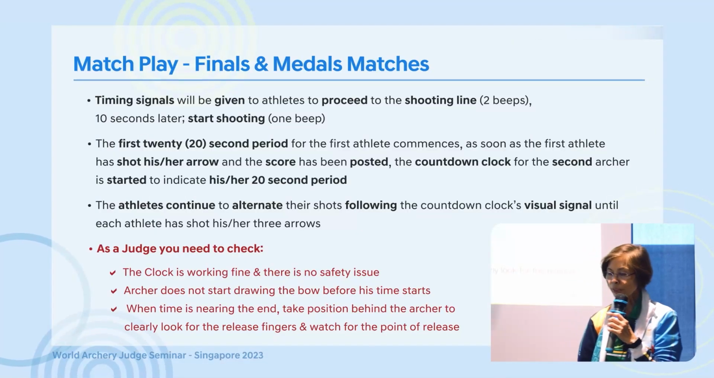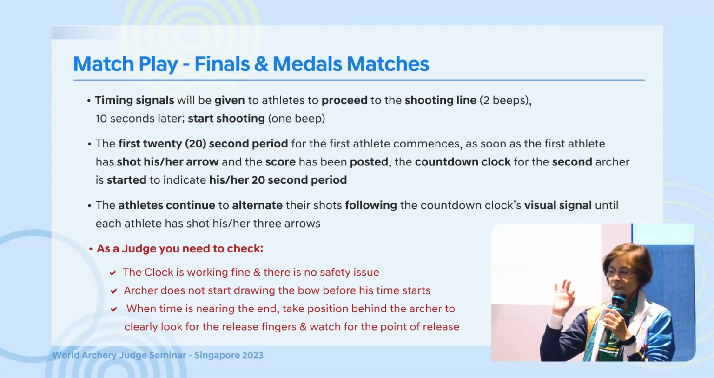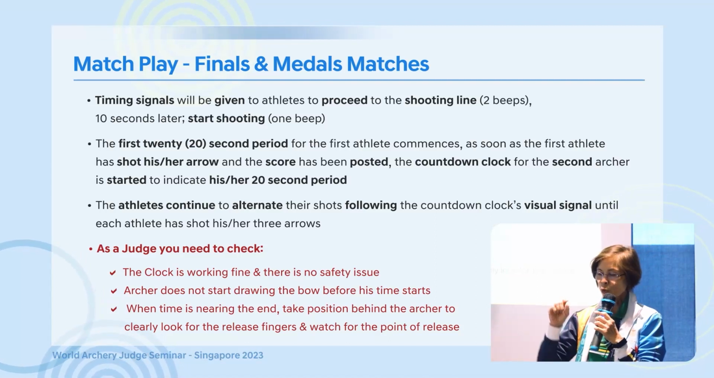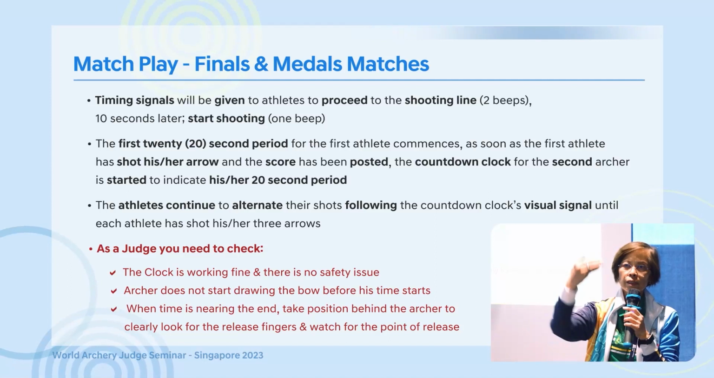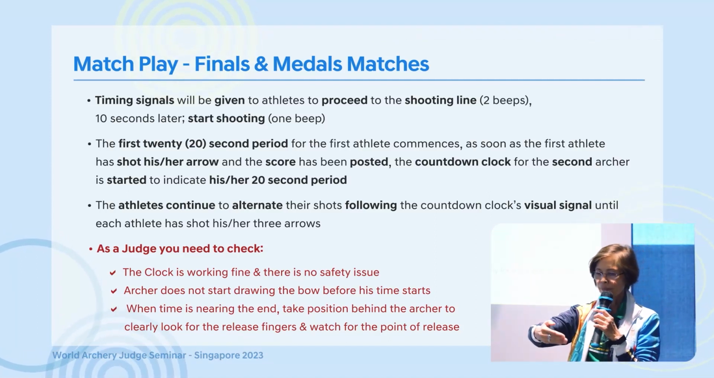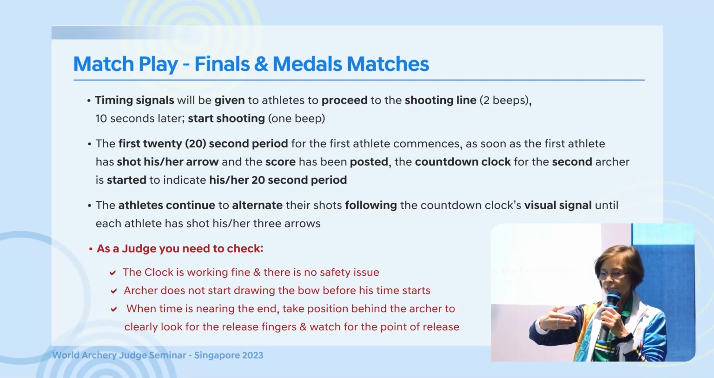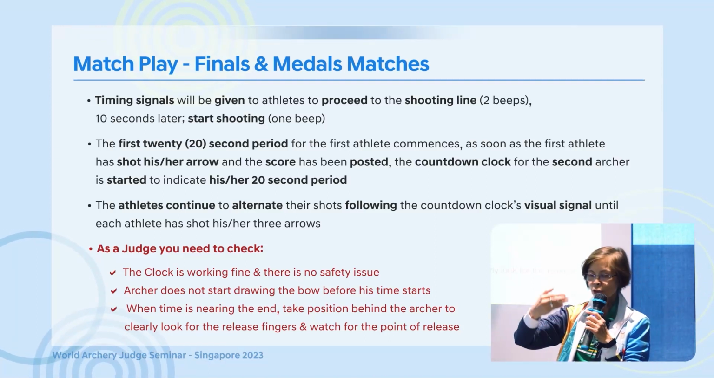Timing signals will be given to athletes to proceed to the shooting line. It's 2 beeps. This is individual match play. So when you hear 2 beeps, the archer already moves to the shooting line. And then 10 seconds later, 1 beep. That is the signal for them to start shooting.